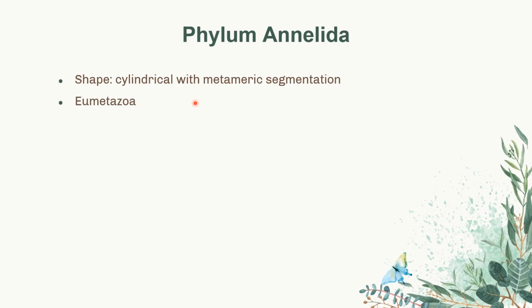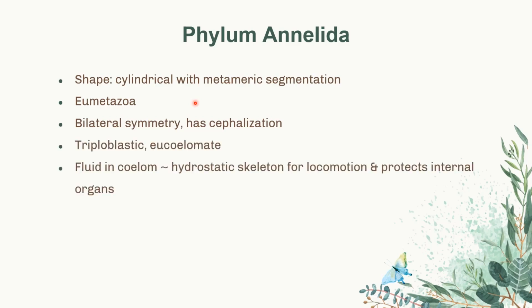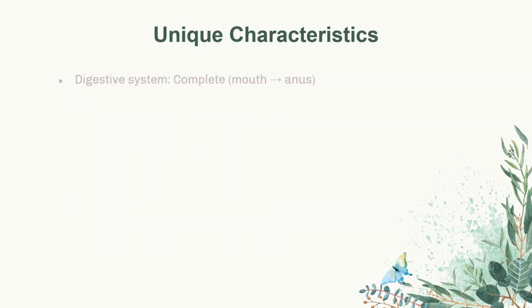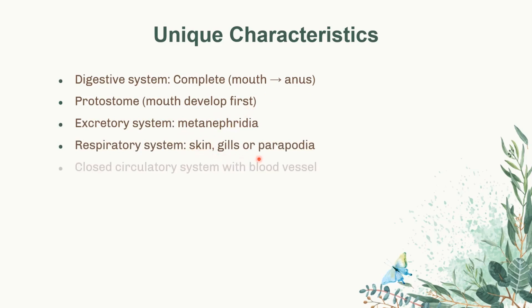They are also considered eumetazoan, meaning they have true tissues, bilateral symmetry, and cephalization, triploblastic and eucoelomate, a true coelom. The fluid in the coelom helps as a hydrostatic skeleton for locomotion and protects the internal organs, and the coelom also allows the development of complex organs. The digestive system is complete from the mouth until the anus, in which the mouth develops first. That's why it's called a protostome. In terms of the excretory system, it has metanephridia, and the respiratory system consists of the skin, gills, and parapodia.